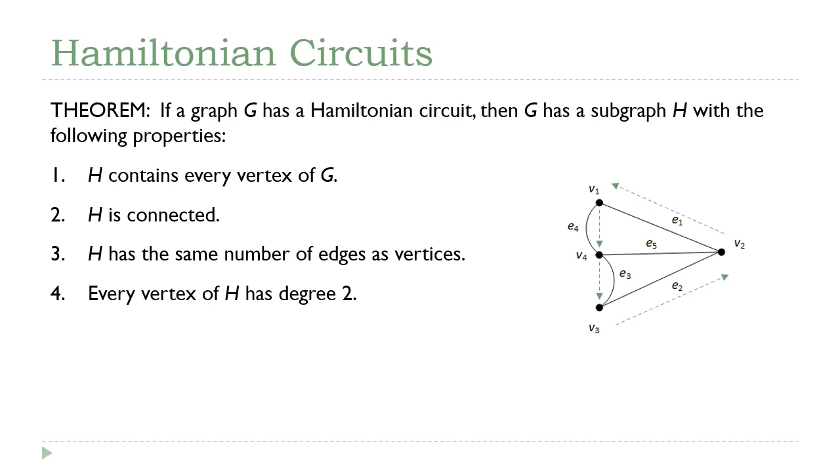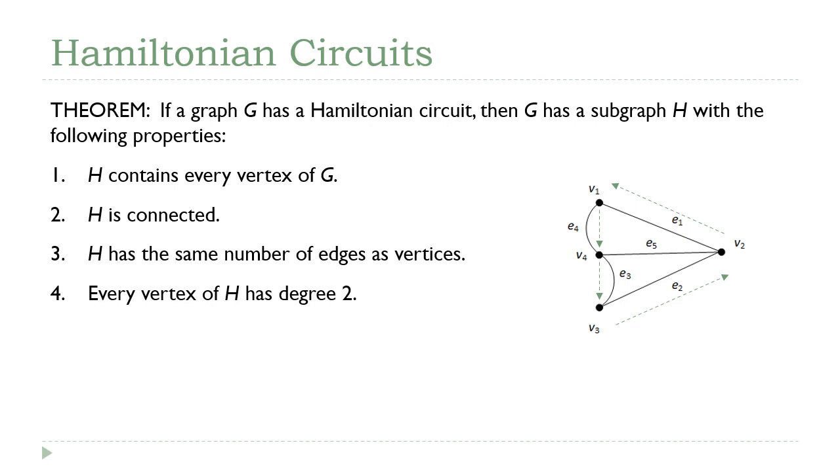So what we can use this theorem for is to determine when a graph does not have a Hamiltonian circuit. Because remember, if a conditional statement is valid, then so is its contrapositive. And the contrapositive here is: if a graph does not have a subgraph with these properties, in other words, if so much as one of those properties can't be satisfied by any subgraph, then the graph does not have a Hamiltonian circuit.